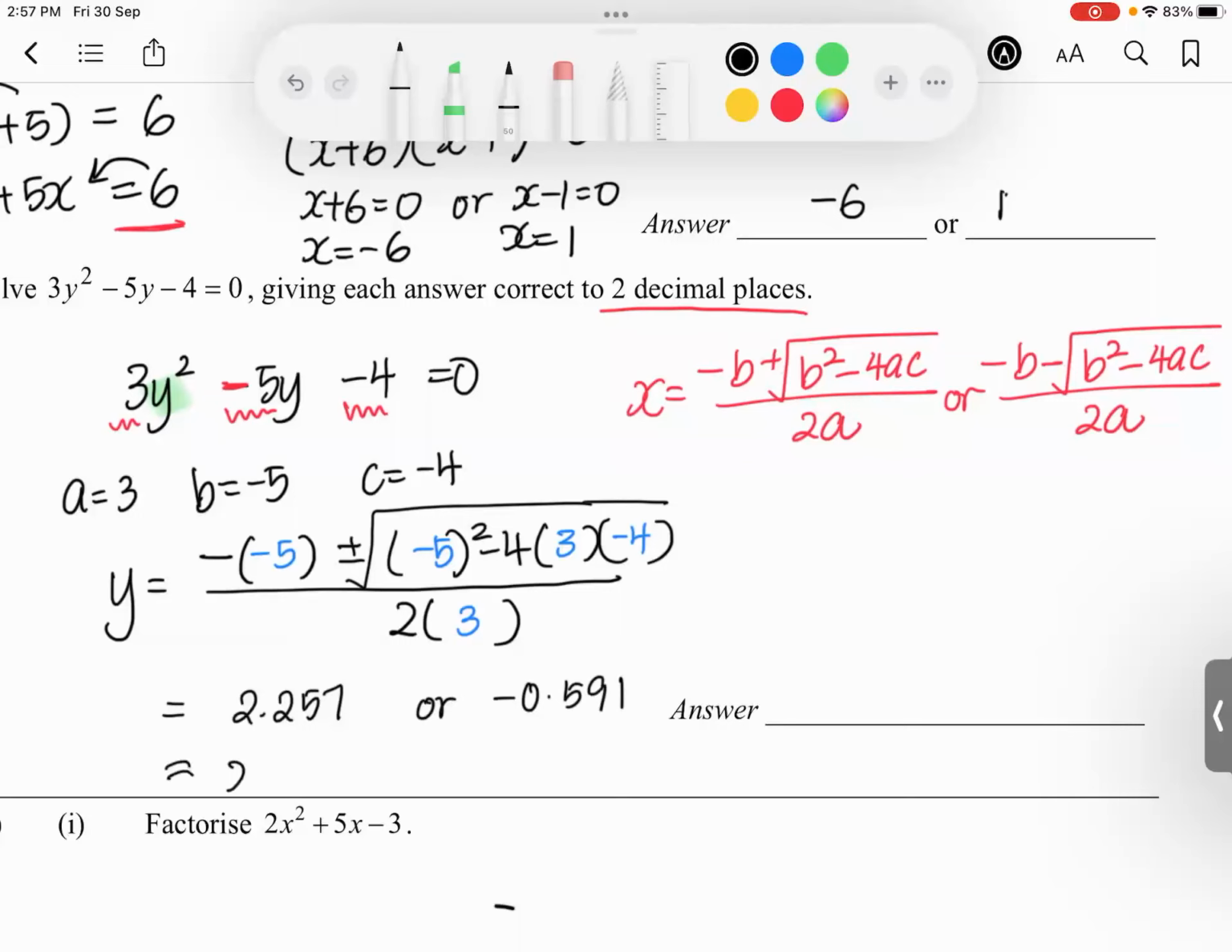Then I round it off: 2.26, negative 0.59. Okay, both the answers.